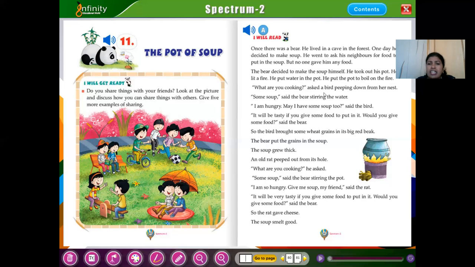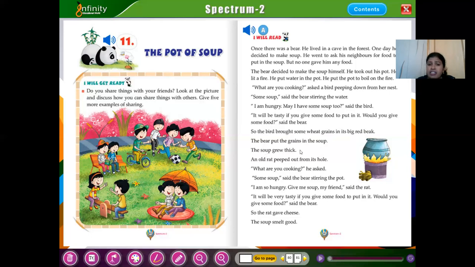"What are you doing?" asked a bird peeping down from her nest. "Some soup," said the bear, stirring the water. "I'm hungry. May I have some soup too?" said the bird. "It will be tasty if you give some food to put in it." "Would you give some food?" said the bear. So the bird brought some wheat grind in its big red beak. The bear put the grinds in the soup.